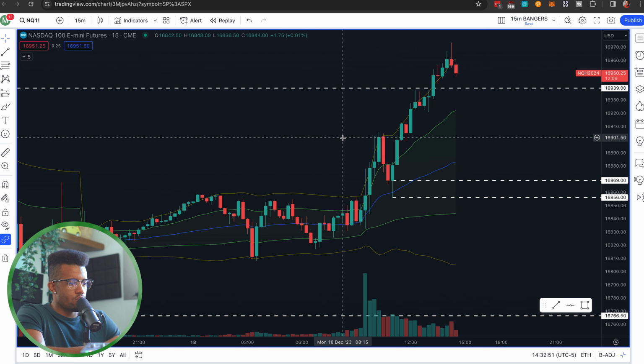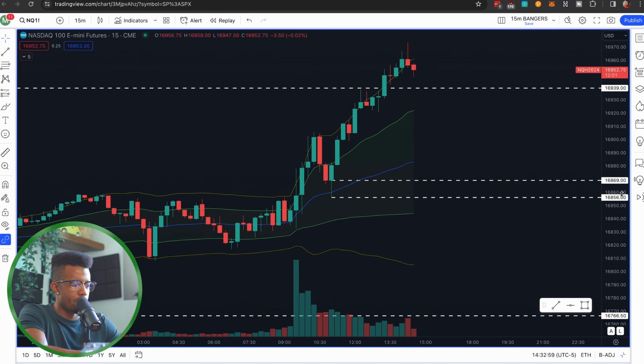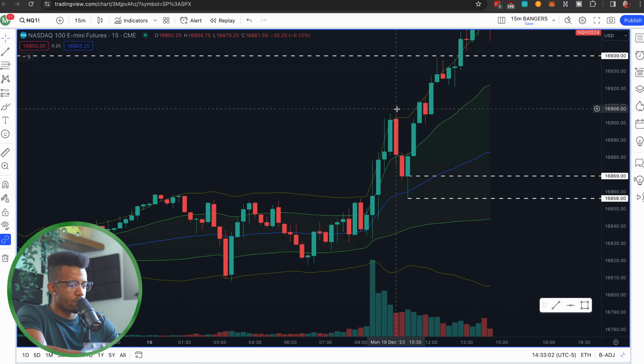Cool. So let's talk about dojis, hammers, shooting stars, how to read the candle in general. For red candles, it's the opposite. If you look at a red candle example, it means it opened lower. So let's look at this candle at 10:30. It opened here at this price, 16,902. It closed here at this price, 16,800. What is that? 81.75. And then at some point it went down and then went up.